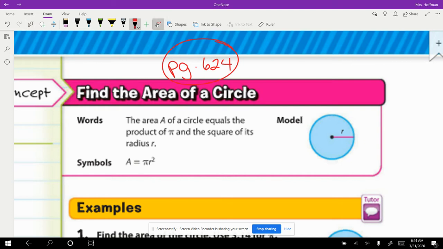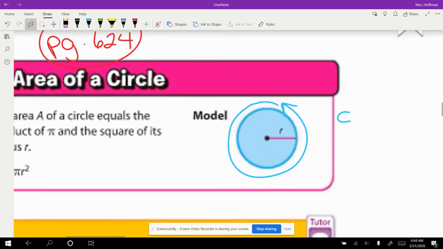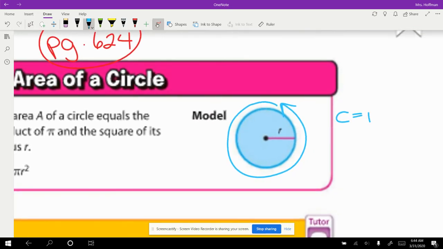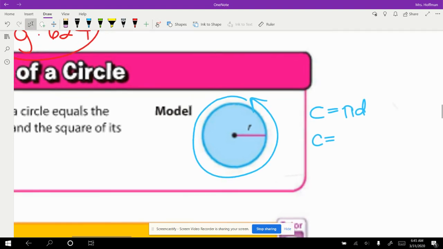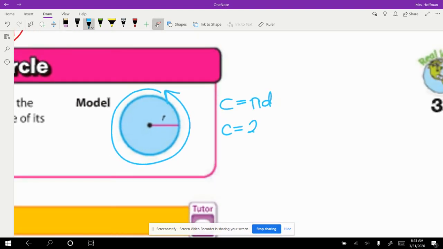So the formula for circumference, there were two of them. When we were just looking around a circle, we had two formulas. C is equal to pi d. Let me zoom in and remind you what those were. Equal to pi times diameter, or you had the choice of using the radius. So C is equal to 2 pi r. Okay.